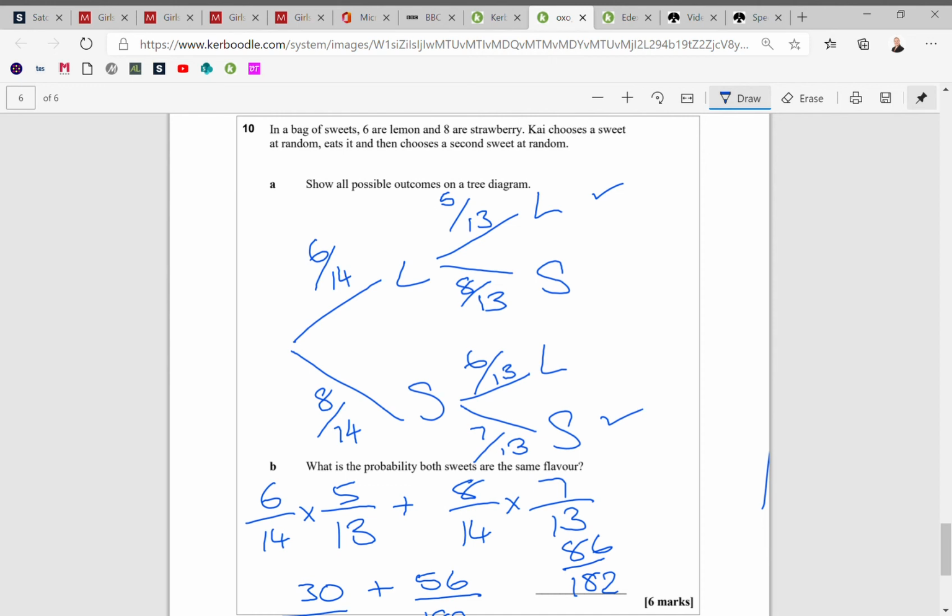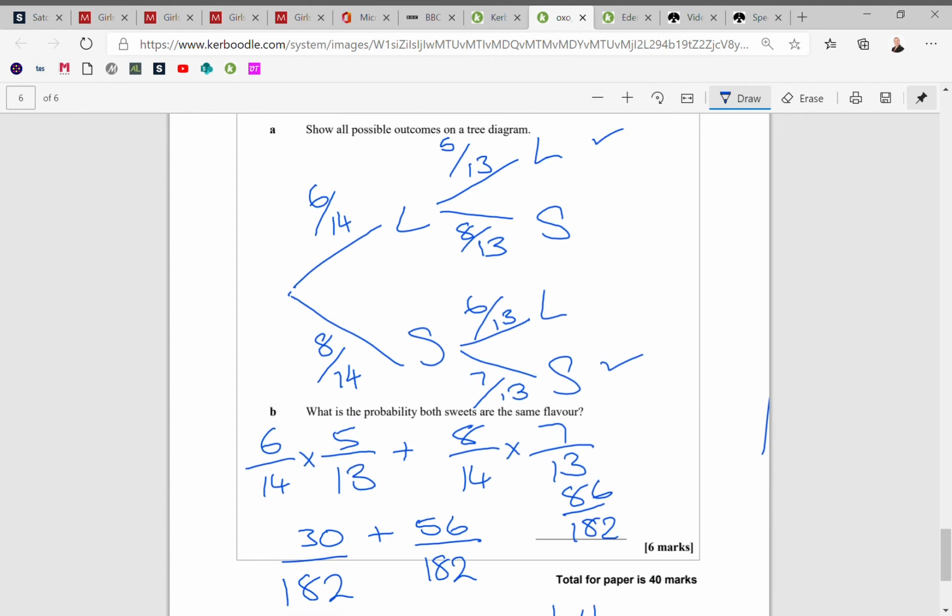Okay, if he ate a lemon sweet first, then he could either eat a lemon sweet second or eat a strawberry sweet. Now, if he's already eaten the lemon sweet, well, there's no longer 6 lemon sweets in the bag, there's now only 5 lemon sweets in the bag. And there's no longer 14 sweets, there's only 13 sweets. But there are still 8 strawberry sweets because he hasn't eaten any. In another universe, he ate a strawberry sweet first, which means that he's only got 7 strawberries left, and he's still got 6 lemons. Probability they're both the same, so that's lemon and lemon, or strawberry and strawberry.